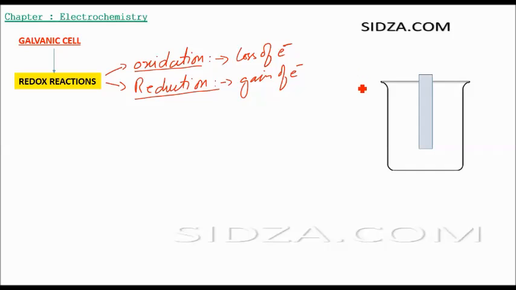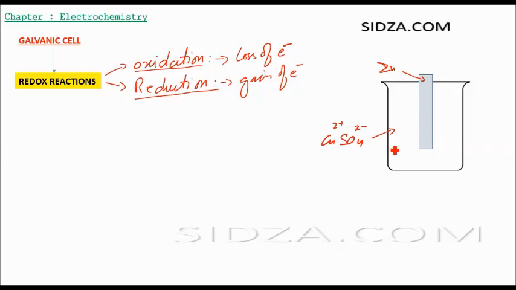Suppose I have a beaker which contains, for example, copper sulfate solution, an aqueous solution of copper sulfate, and in this I want to dip a zinc rod. Once I insert the zinc rod in the copper sulfate solution, a redox reaction will occur. Here the zinc gets oxidized and the copper from the solution will be reduced.